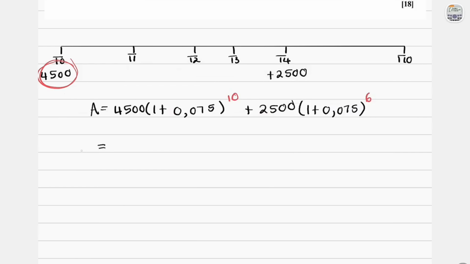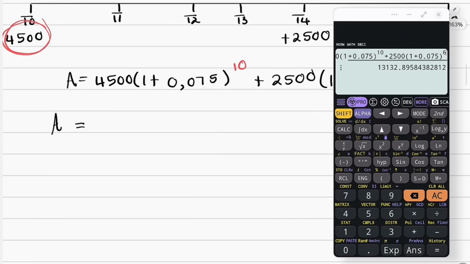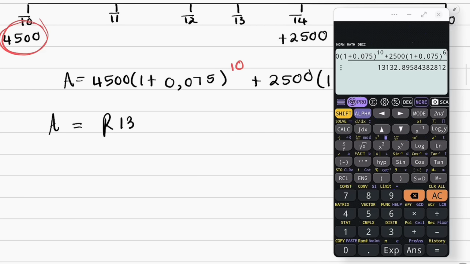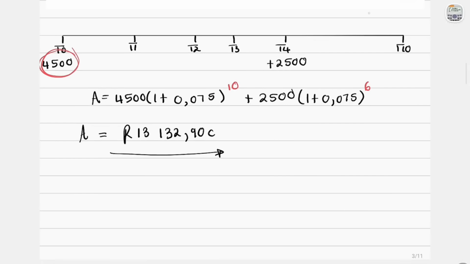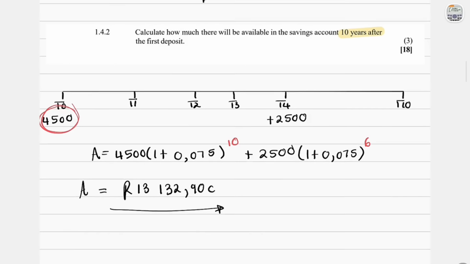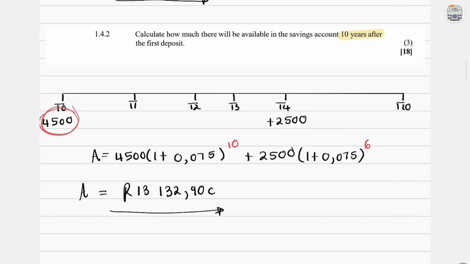So let's find out how much will be in the account. And that final amount is now 13,132 Rand. And then that 5 is going to round the 9 up, and that's going to add a 1 to the 8. So, 13,139 Rand and 90 cents. And that is what we're going to have there. So that is it for that question, and that is our final answer. And that is it for question 1.